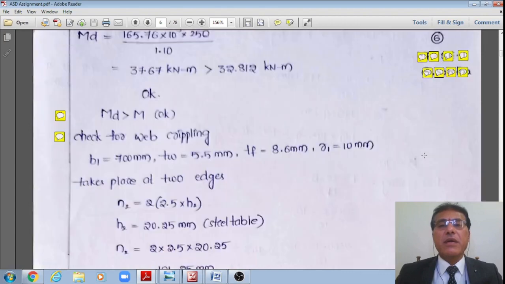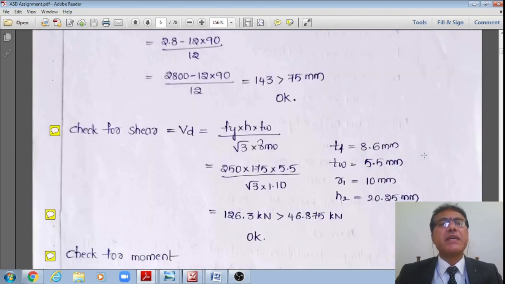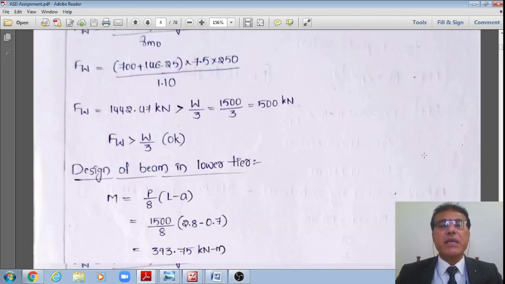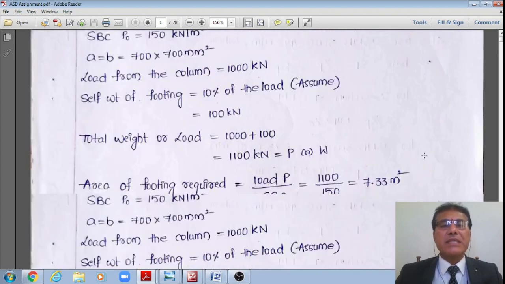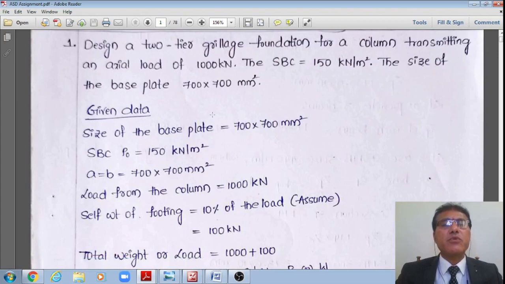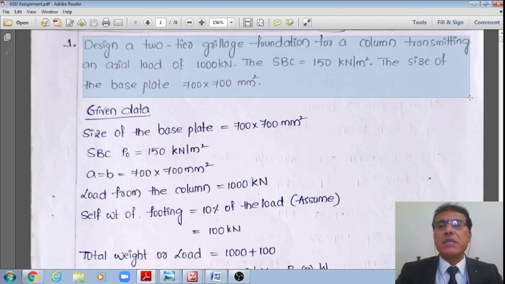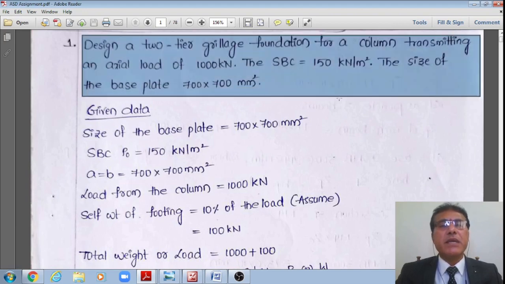However, if I redesign this using ISMB in the lower tier, how will this design change? That I am showing. It is the same problem. I will not go into detail because I already solved this. I just show the change in numerics.